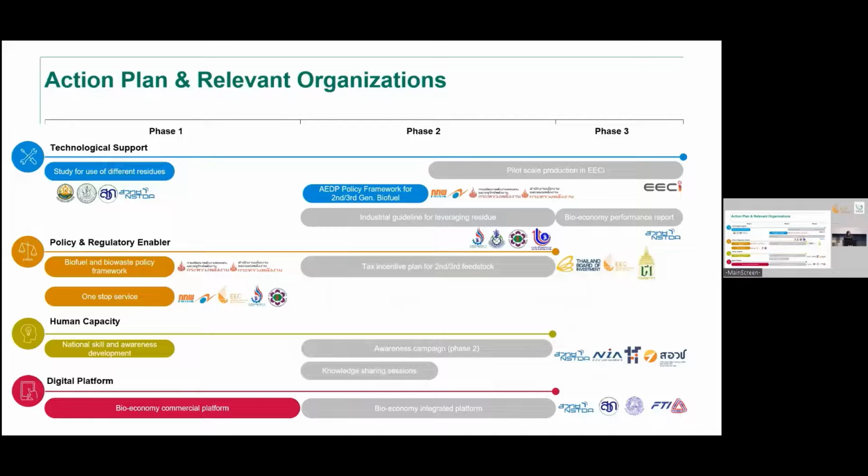So to summarize, our action plan for EECO is focused on 4 segments: technologies, enabling the bioeconomy through a digital platform. And all the different logos that you see here on the slide will be the ecosystem of collaboration and partners that will help implement these action plans.